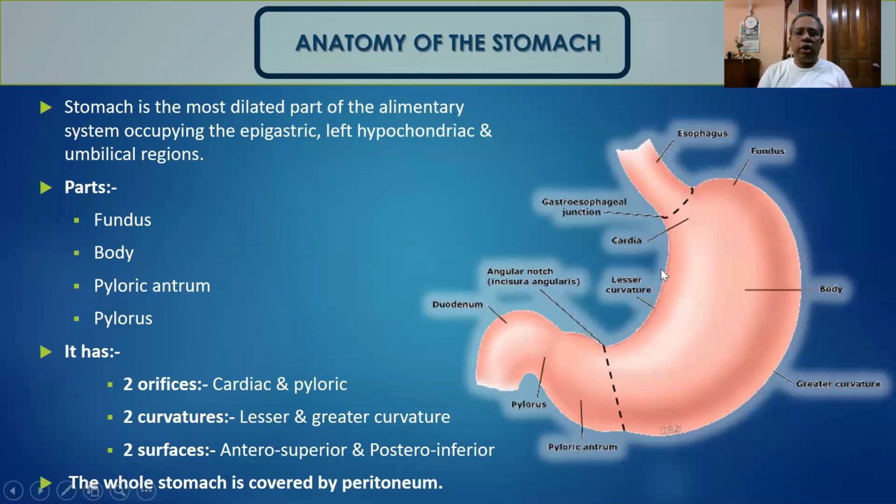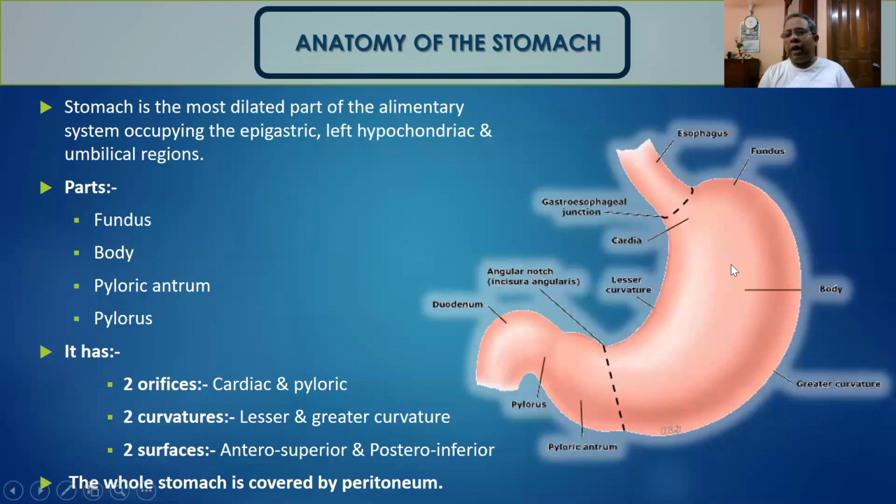There are two orifices, one in the upper and another in the lower end. The upper orifice is called the cardiac orifice and the lower end orifice is called the pyloric orifice. The upper orifice is connected with the esophagus, and the lower orifice is connected with the duodenum. There are two curvatures: this is the lesser curvature, and this is the greater curvature of the stomach. There are two surfaces, one anterior superior surface, and another behind, which is the posterior inferior surface. The whole stomach is covered by the peritoneum.